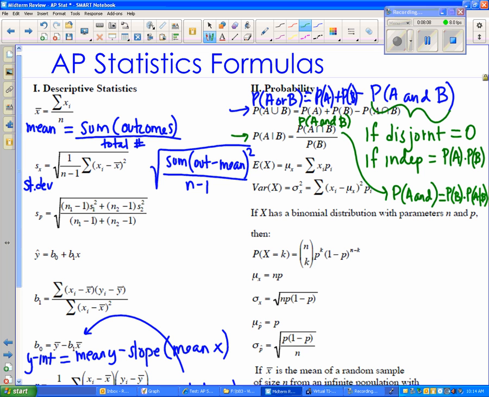The only other two formulas that you'll need for this are the mean and the variance of random variables. And so remember, again, with the mean of x, you're just taking the sum. So remember, the sigma is the sum of all of your outcomes times their probabilities. And to find the variance, we take the outcomes minus the mean, we square them, multiply by the probability, and take the sum.